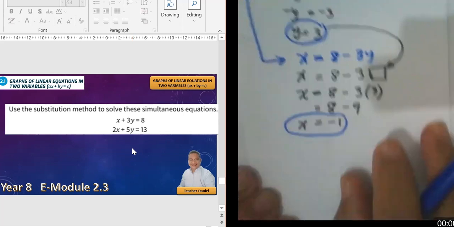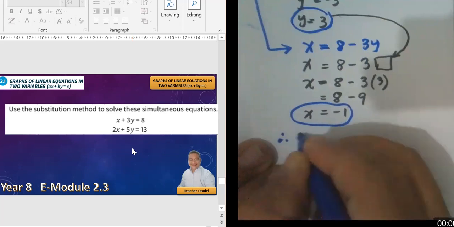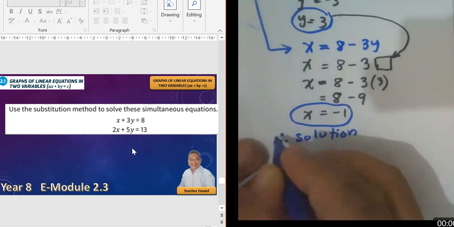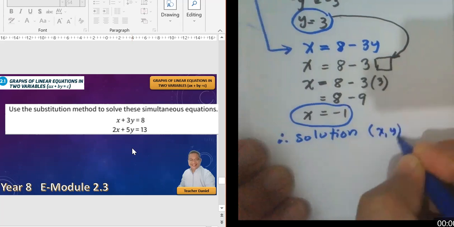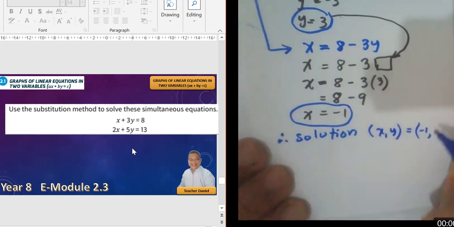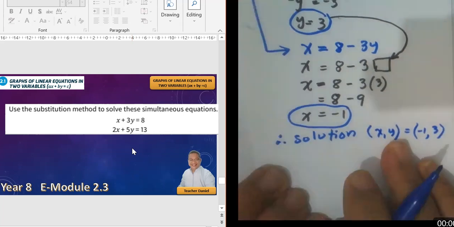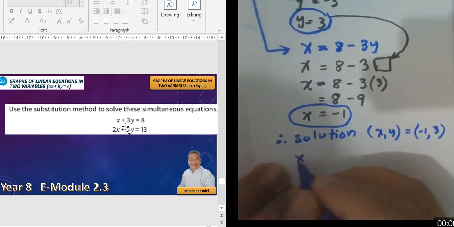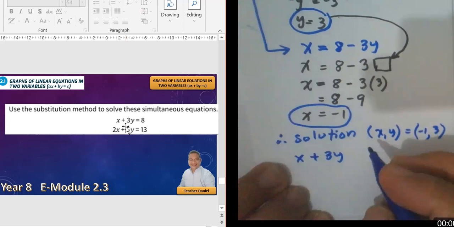So therefore, guys, our solution, the three dots are read as "therefore": the solution x comma y is equal to negative 1 comma 3. That's now the solution. I think it is always better to check. So let's check from our equation number 1, x plus 3y is equal to 8.